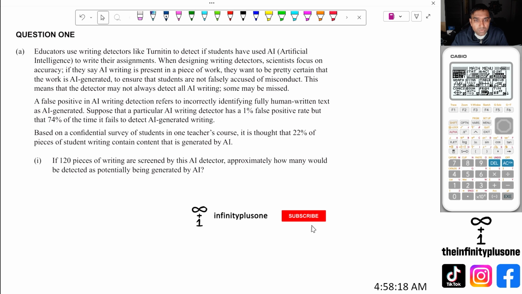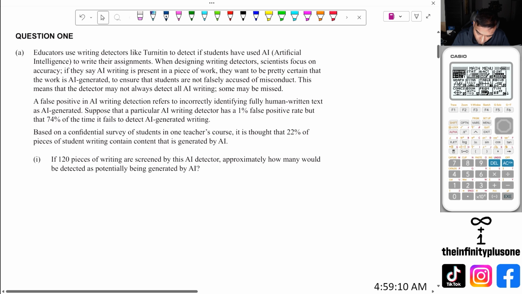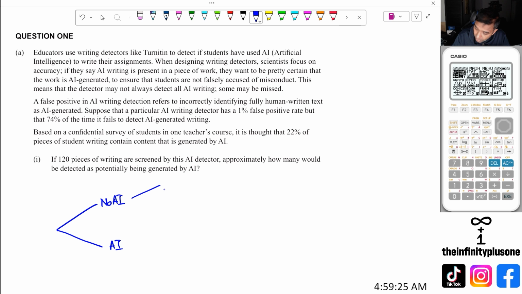Alright folks, so question one, of course they've got to have AI in it. What do we got? I guess we've got to draw a probability tree. So the first thing I'm going to do for this question is draw a quick probability tree. It says that a false positive is 1%. So let's say we've got something like this, and we say they've used no AI. And here they have used AI, and from there we're going to get positive and negative, and with AI they're going to get positive and negative.